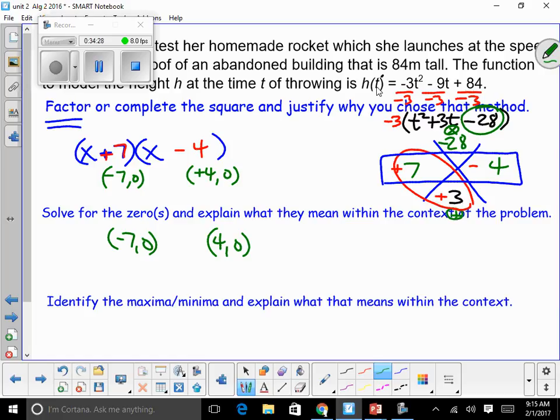I got 2 out of 3. I need just one more. One more and I win this section. I factored it, that's 1 point. I got my zeros, that's 2 points. One more, I win. Come on, Thomas, you can win. You are a winner. Here it comes.